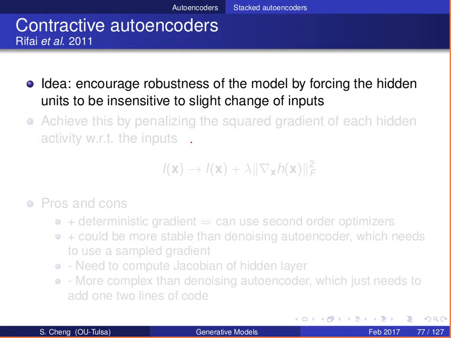A similar idea was introduced by, I think, the same group, if I remember correctly. They have the so-called contractive autoencoder. It's the same idea: you want the model to be more robust, less sensitive to slight changes in the inputs.